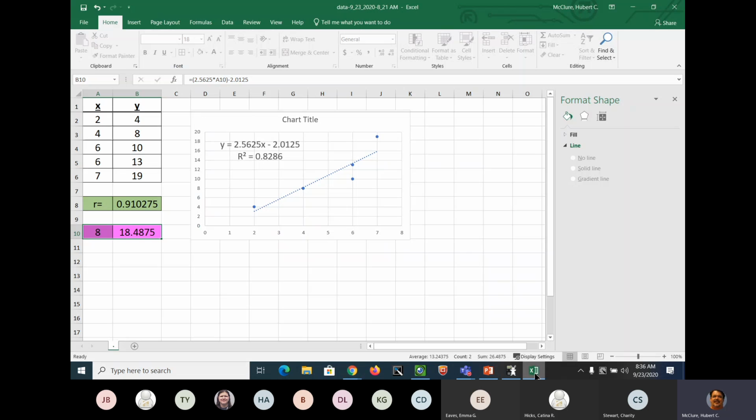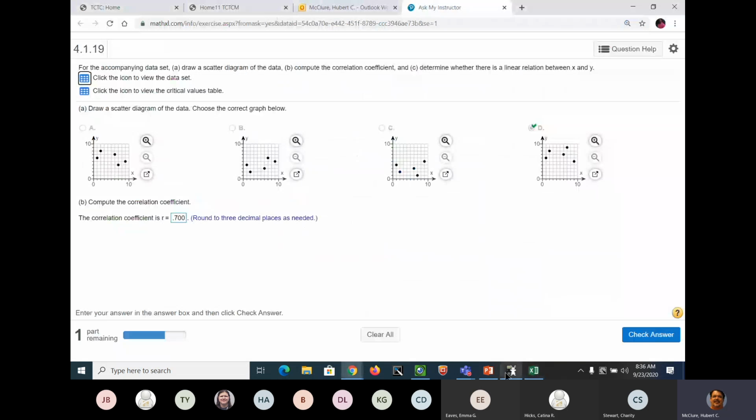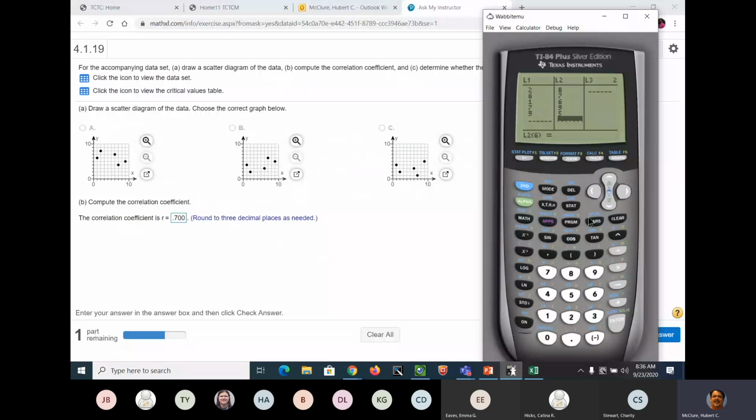Oops, I don't need the Excel spreadsheet. There we go. All right, hit stat, calculate, and linear regression. And calculate. And there is your information. I'm going to write it down so I'll have it.